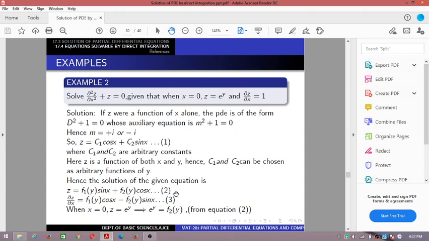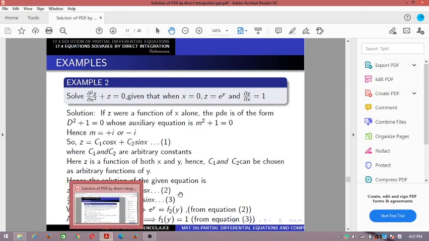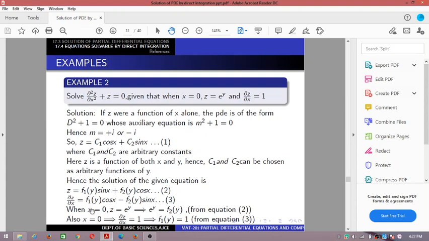We substitute x = 0 in equation 2, and we get z = f2(y), and from the given condition we can say that f2(y) = e^y. Now we apply the same condition on equation 3, that is x = 0, then ∂z/∂x = f1(y) into 1 minus f2(y) into 0, that is ∂z/∂x = f1(y) only, and from the given condition ∂z/∂x = 1, that means f1(y) = 1.